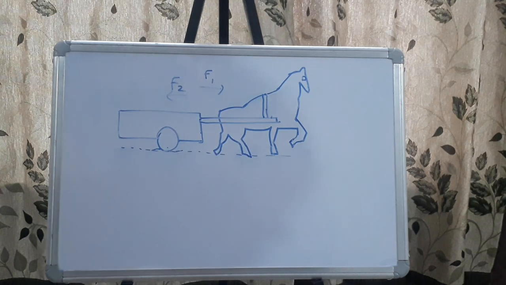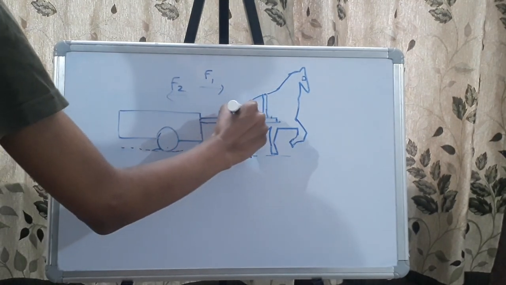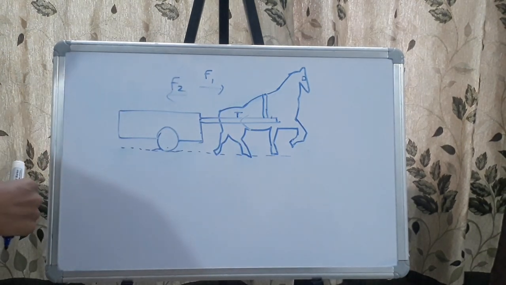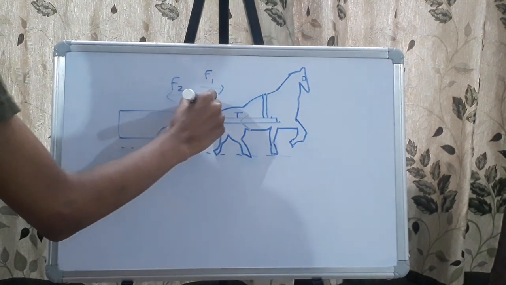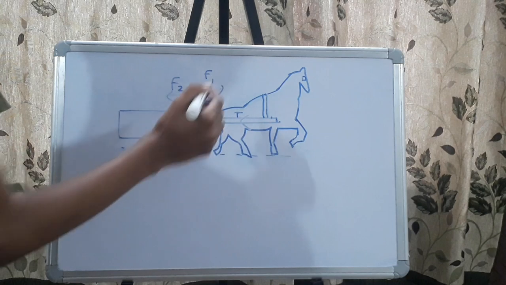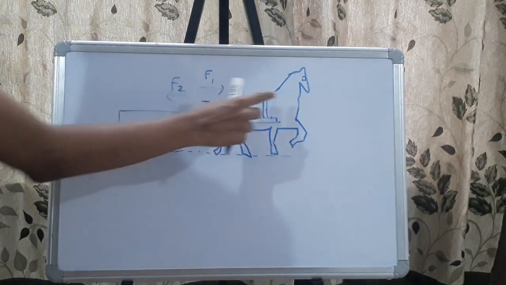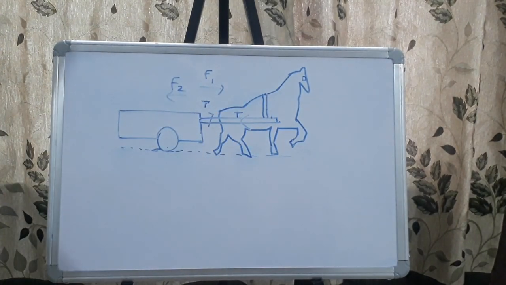So F1 and F2 are indeed equal in magnitude and opposite in direction, but the net force isn't zero. That is where we were wrong. So there are other forces acting on the system. Let's try to figure them out. The horse pulls this cart with the force F1, which creates a tension T in the string. And since the cart is pulling the horse with the force F2, that creates a tension T over here too. I haven't called them T1 or T2 because we are talking about the same rod that is connecting the cart and the horse, so the tension is going to be the same.